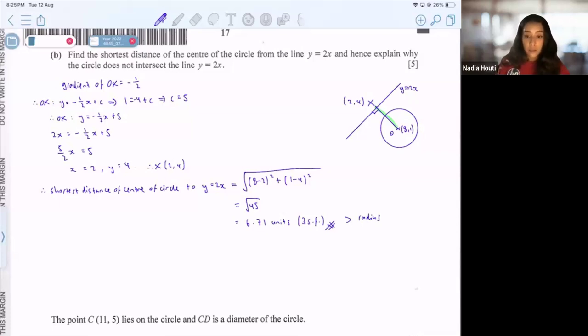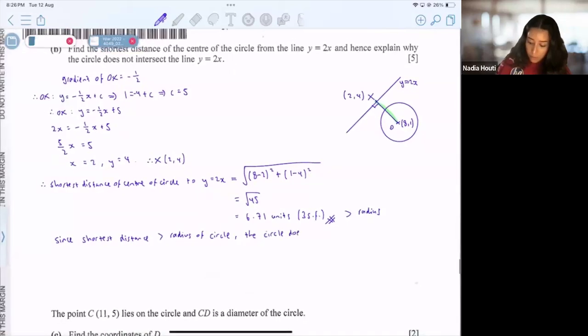So the circle does not. Okay, so since shortest distance is greater than the radius of the circle, the circle does not intersect the line. Okay, so that's the explanation.